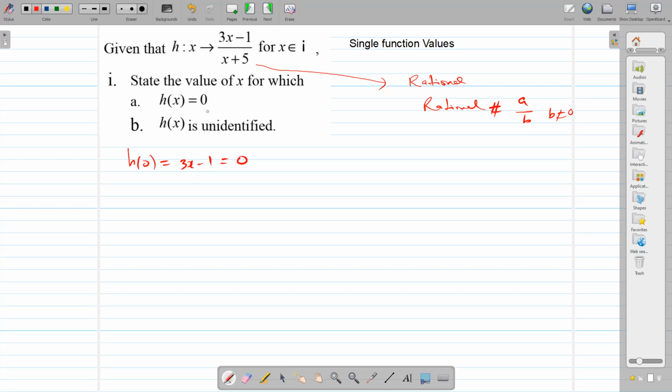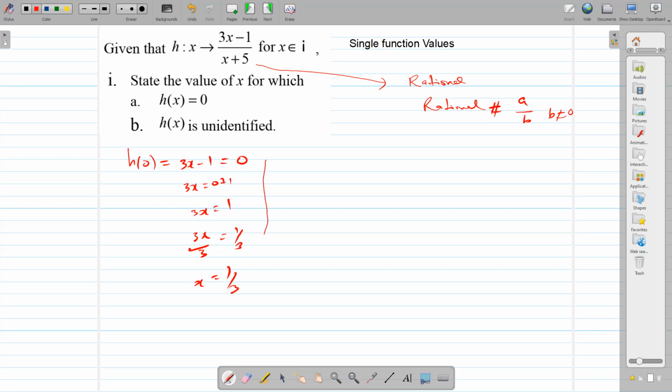Set it to be equal to 0 because h of x is 0. So we have now 3x is equal to 0 plus 1, and 3x is equal to 1 here. So 3x divided by 3, which tells us that x is 1 over 3. So if you put 1/3 into this function here, then 3 times 1/3 will give you 1, and 1 minus 1 is 0. So you'll be dividing 0 by something else, which is not 0. So the answer turns out to be 0.